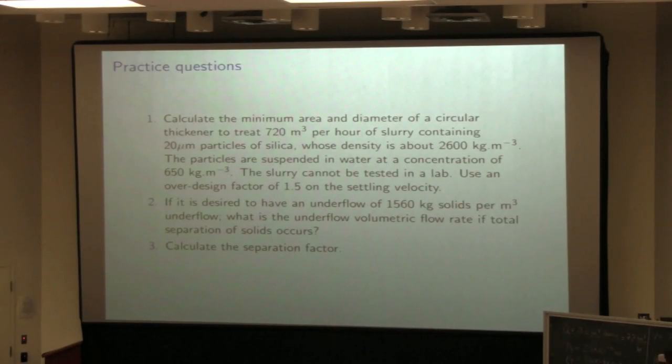I'm going to switch that to a consistent system: 0.2 meters cubed per second divided by 350 times 10 to the minus 6 meters per second. Meters cubed per second divided by meters per second. That's going to get me an area of 860 meters squared, or a diameter of about 53 meters.